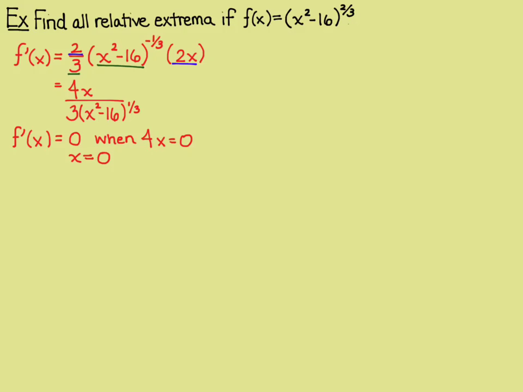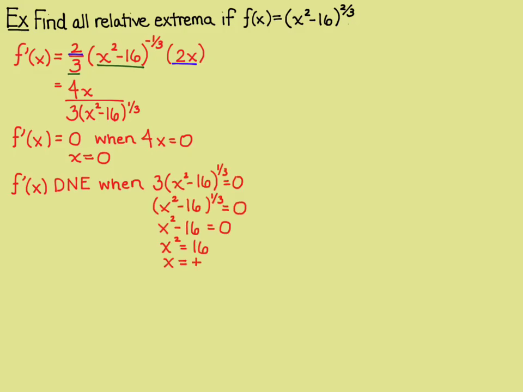Now we want to find our critical numbers. So that's going to happen when the derivative is equal to 0, which remember will only happen if the numerator of the fraction is equal to 0. So that will happen when x equals 0. And we want to see when does the denominator equal 0, which would mean that the derivative does not exist. This happens when 3 times x squared minus 16 to the 1/3 equals 0, which I can then use algebra to come up with the solution that x equals plus or minus 4. So I have 3 critical numbers here, 0 and plus or minus 4.